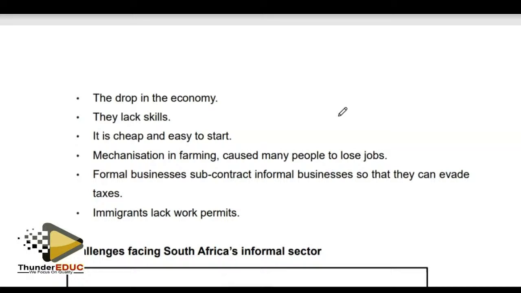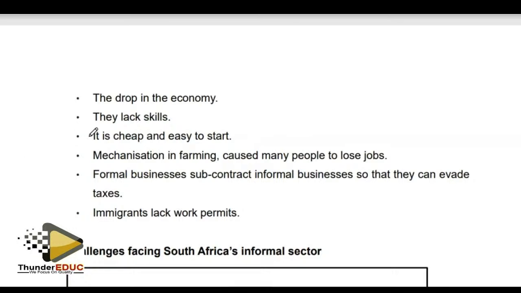Others lack formal skills. That is why they engage in these informal businesses, because the majority of them do not require formal skills. If you look at formal skills like medicine, law, engineering, you need to go through formal training to acquire skills. However, informal businesses such as street vendors, hawkers, hairdressers, don't need too much formal skill to operate. That is why there is a high rise in such.